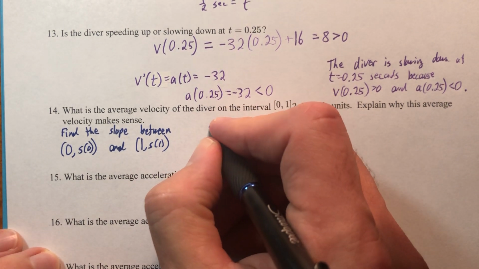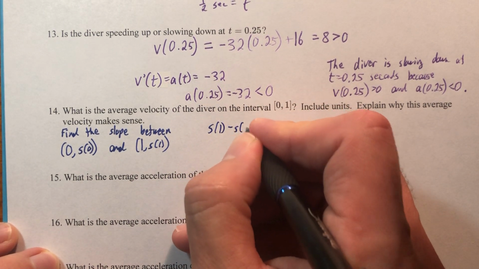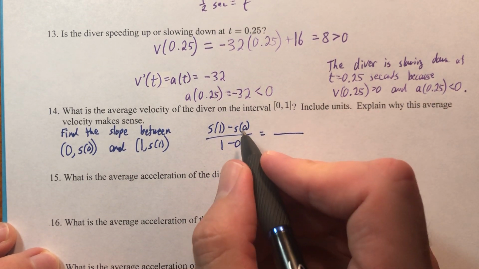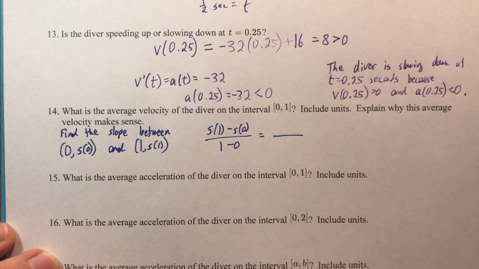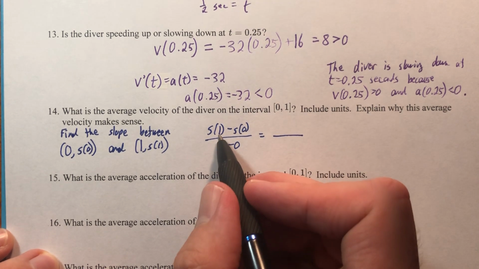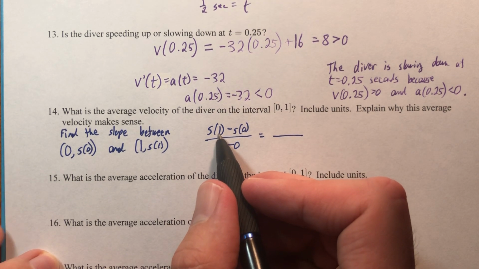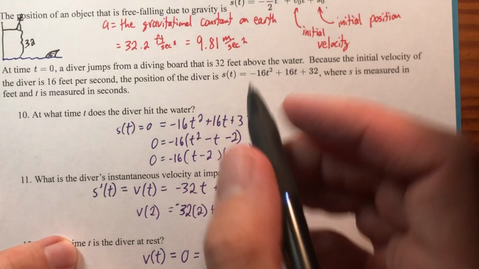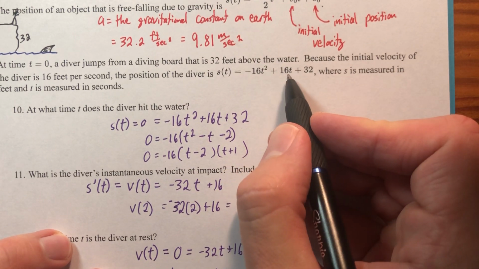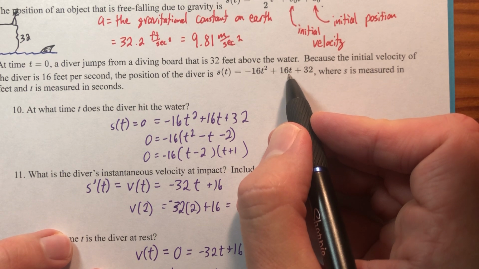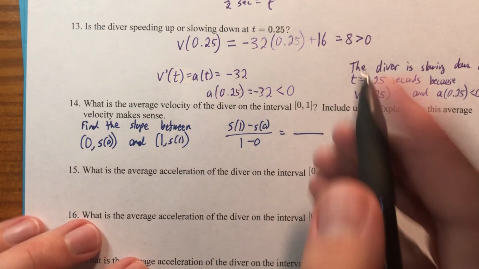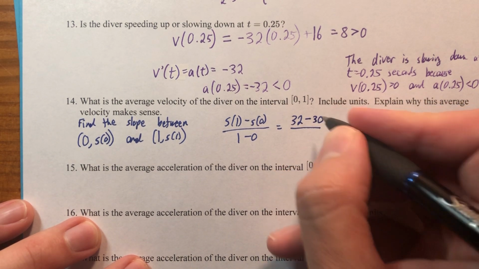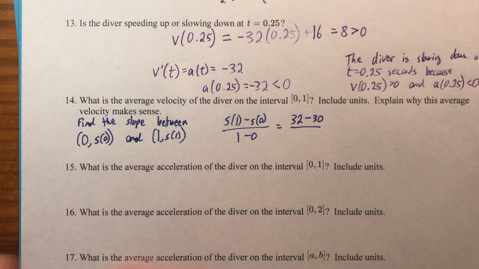So s of 1 minus s of 0 over 1 minus 0. The numerator is going to be feet. The denominator is going to be seconds. That's going to give us feet per second. So plugging in a 1 into the position function, plug a 1 right here. We'd have negative 16 plus 16. And that cancels out. We have 32. Lucky us. 32. Plug in a 0, we'd get 32. Whoops, not 30, it's 32.